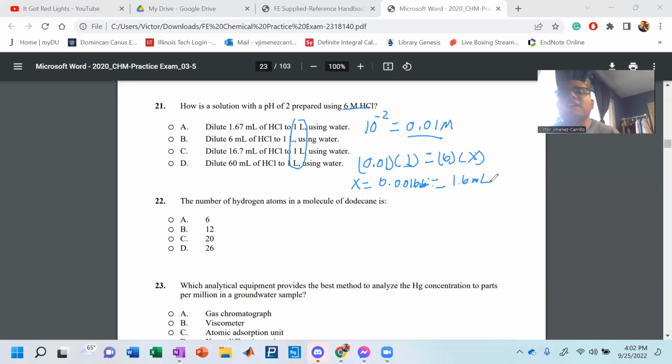So 10 to the power of negative 2 is equal to 0.01 molar. 6 molar is what you're starting with, or you're preparing it using that. Now, you know that you're going to use a 1 liter flask that has a concentration of 0.01. So the total volume of that flask is 1 liter that has 0.01 of that solution. Now, the question is, how much do you need to use to dilute that into that? We'll just solve for X. That's it.